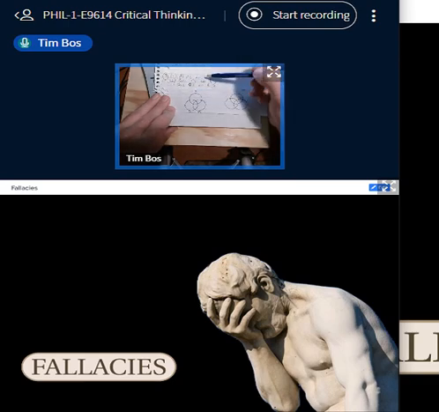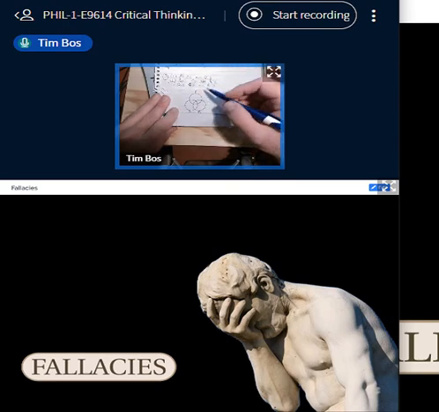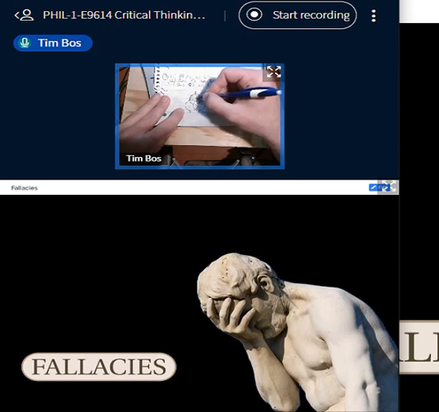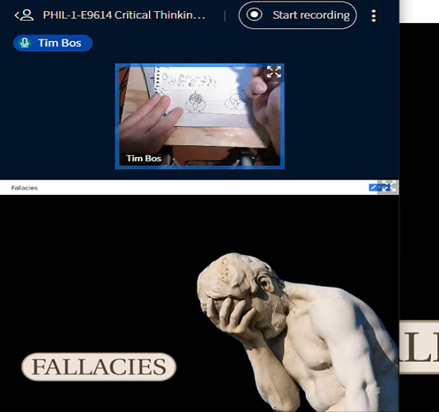Okay. All P's are Q's. That means there's nothing in the P circle that isn't also in the Q circle. So I'm going to leave no space open anywhere except for right there. We know that if you're a P, if you're in this circle, you're hanging out somewhere in the Q circle as well.